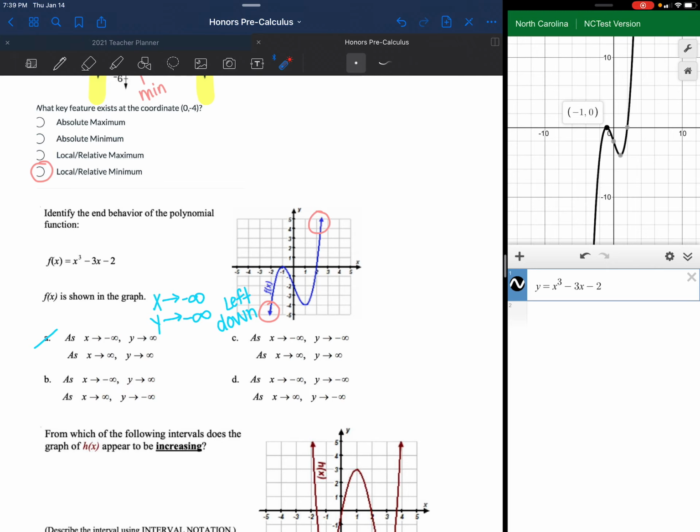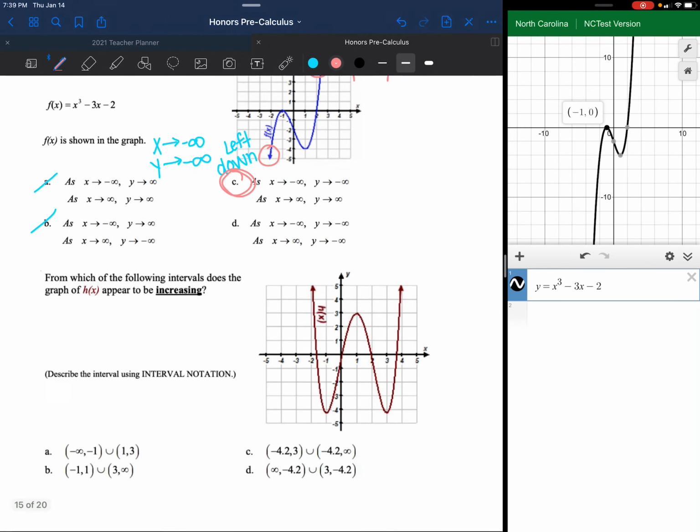Then we have x to negative infinity, y to positive. That's not a true statement. So we've got 2 options removed. Now let's look for the second one. So now we're on the right side. My right side is going up. So x is going to positive infinity this time, because on the right side, x's are positive. And then my y values are going up, so those are also going to be positive. So if I look at my answer choices, the only one that's going to match is as x goes to positive infinity, y goes to positive infinity, making my answer C.